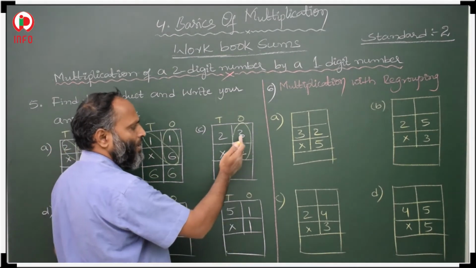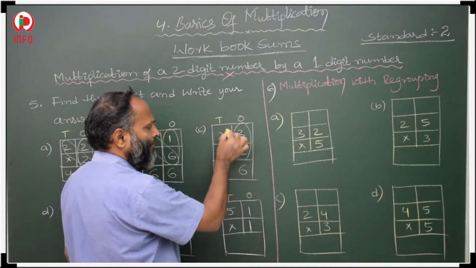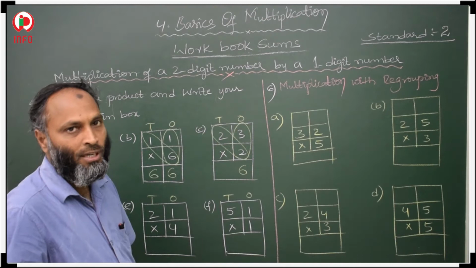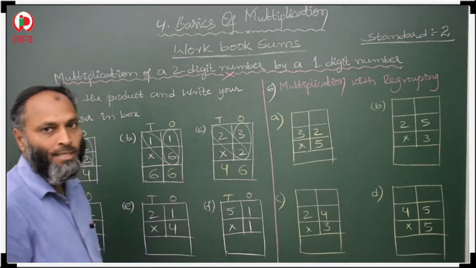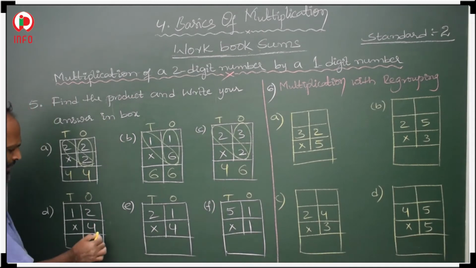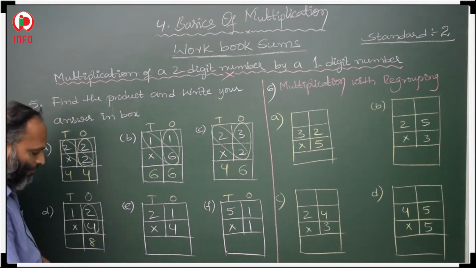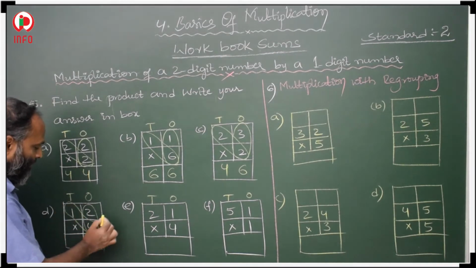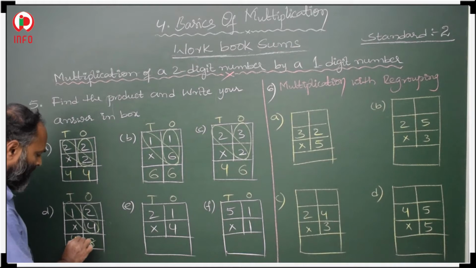In the same way, here the single digit is multiplied with ones place value. That is 2 3s are 6. Again, this single digit is multiplied with tens place value. That is 2 2s are 4, 46. Next, here the single digit is multiplied with ones place, 4 2s are 8. Again, this single digit is multiplied with tens place value. That is 4 ones are 4.